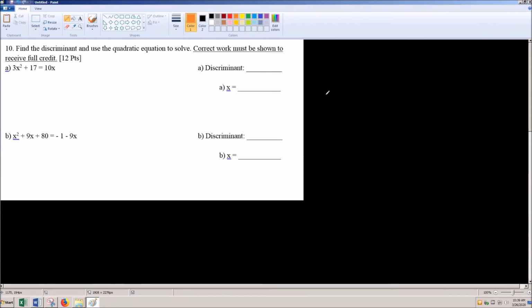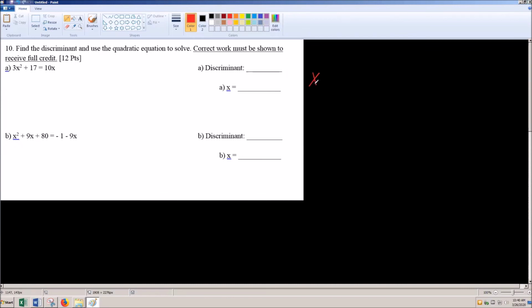So when we're looking at 10b here, I'm saying, okay, well, I want to find the discriminant, and I want to solve for the x value, and I want to use the quadratic equation to do so. To do the quadratic equation, I first have to know what it is. So my quadratic equation is that whole negative b plus or minus square root of b squared minus 4ac all divided by 2a thing, which I will write down.